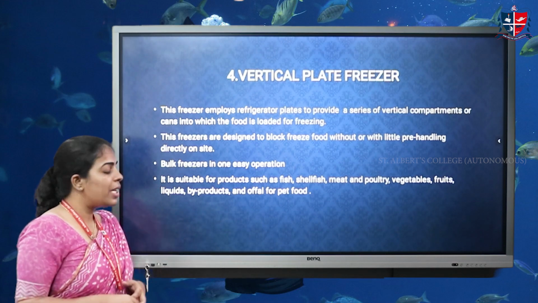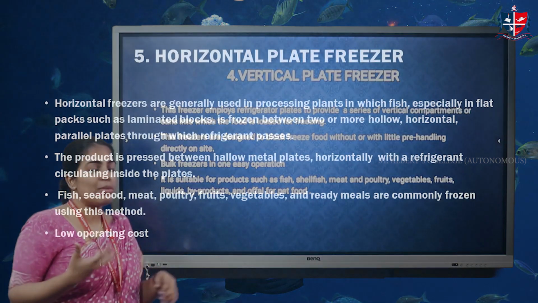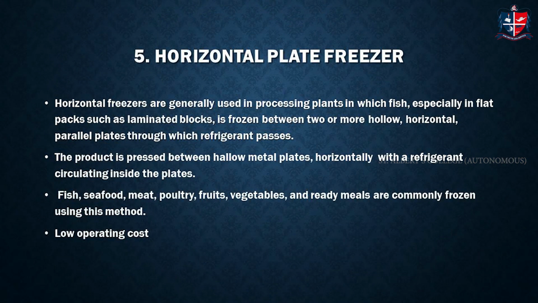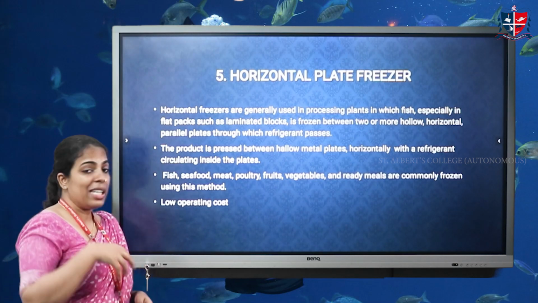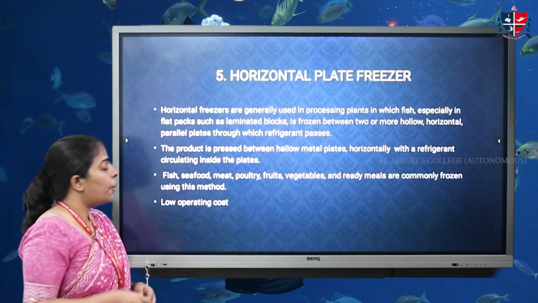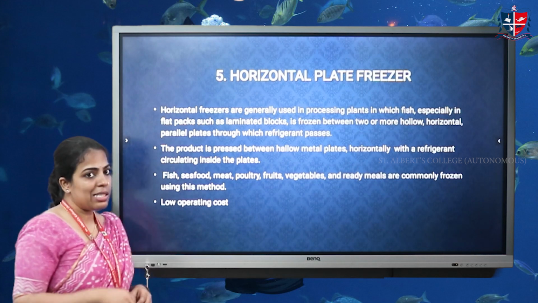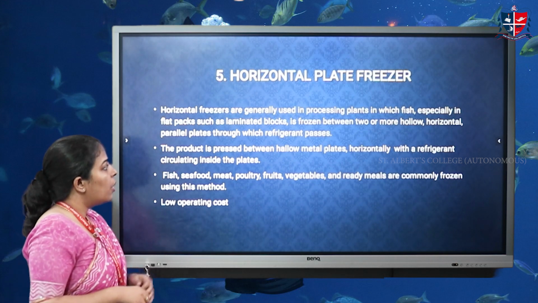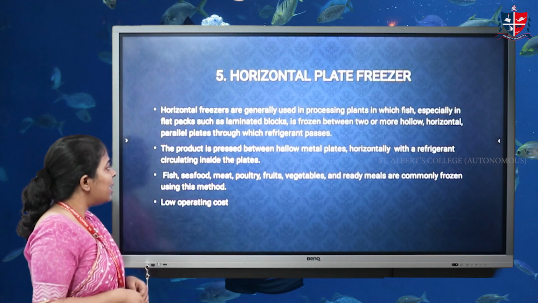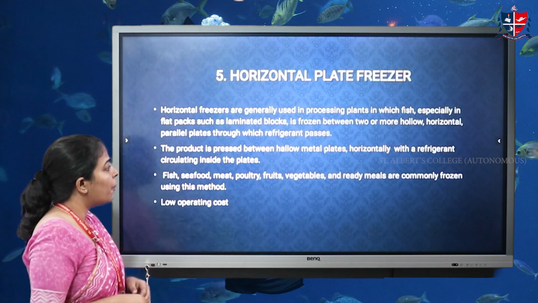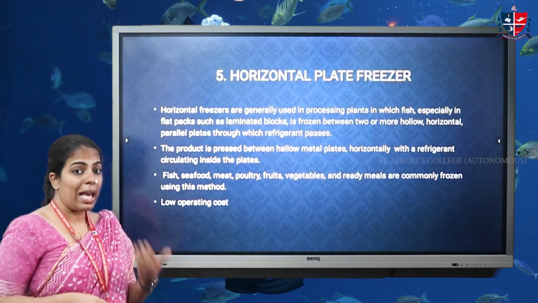But in simple ways, we can say it's always been useful for vegetables or fruits. Now, in the case of horizontal plate freezers, we have vertical and horizontal types. Horizontal means narrow, hollow, parallel plates are placed, against which the refrigerant passes, where a particular kind of air passes into it. And there is a circulating refrigerant, and hollow metal plates are placed.